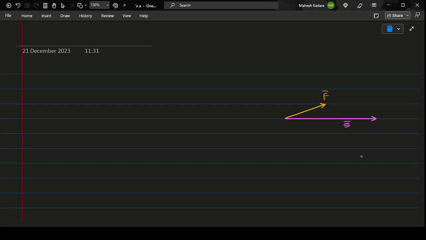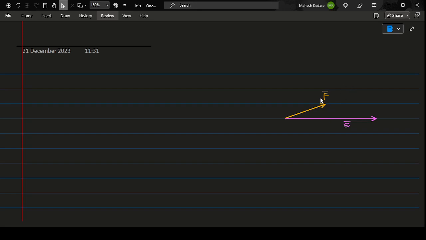The first question that arises: is it ever possible that the force acts in a particular direction but the displacement occurs in some other direction? It is possible. This is possible in a case where the force F bar is not the only force that is acting. Some other forces may also be acting upon an object, and the net force is in the direction of the displacement, and that's why the displacement takes place in this direction.